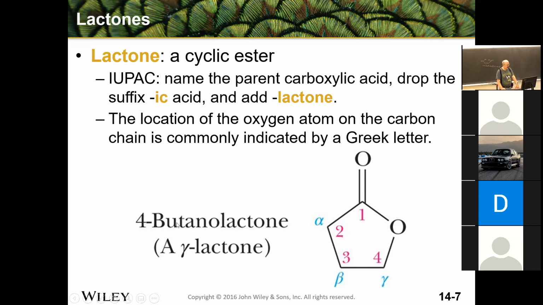So this is 4-butanolide, or gamma-butyrolactone. It's an example of a gamma lactone. This is the alpha position next after the carbonyl, then beta, and then when we open this up, this would be a carboxylic acid and alcohol. The ether oxygen here is on the gamma position.